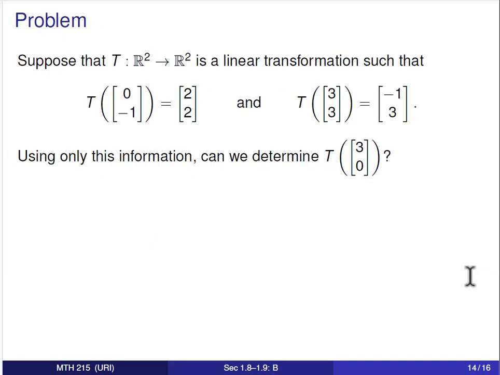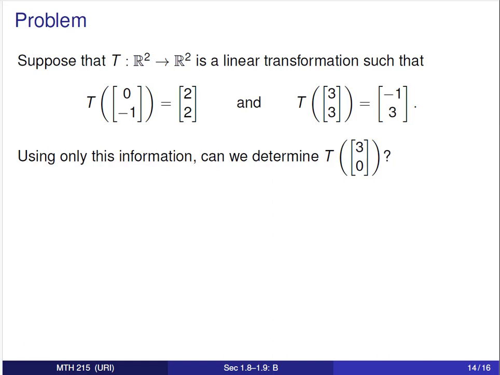All right, now here's a problem that's a little bit different. If we know that T is a linear transformation, so that's given to us at the outset, and we're told that T of the specific vector (0, -1) is equal to the vector (2, 2), and T of (3, 3) is equal to (-1, 3), can we use this information to determine T of (3, 0)?